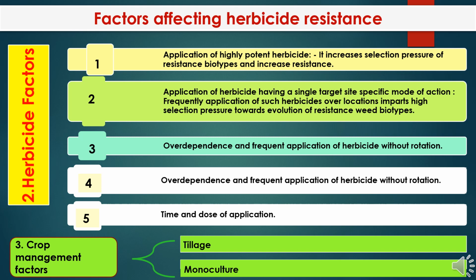Third is overdependence and frequent application of herbicides without rotation. Fourth factor is application of herbicide having longer residual activity on soil. And fifth is time and dose of application, which impacts resistance among weeds. As far as crop management factors are concerned, there are tillage and monoculture factors. Zero tillage or minimum tillage imparts resistance. And under monoculture, selective influence of particular weeds to grow and consequently use of the same herbicides to control them without rotation impacts herbicide resistance.